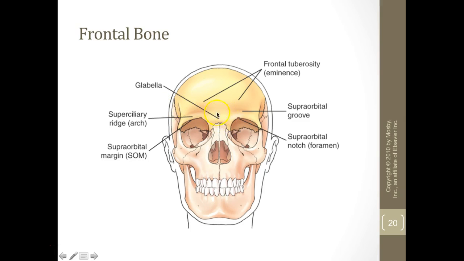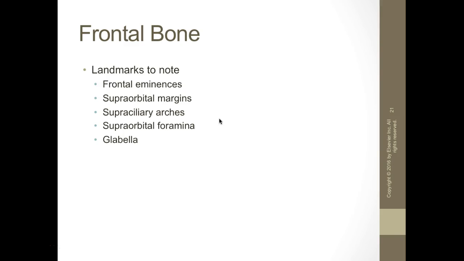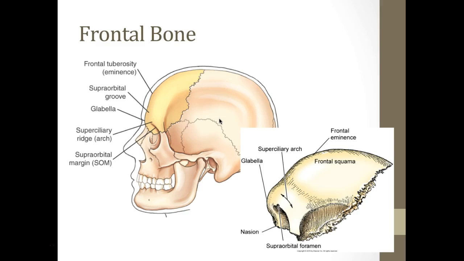All right, and then your glabella there in the middle. It's important that you know your glabella because that's a major landmark for us. So, like I said, landmarks. So you have your frontal eminences, your supraorbital margins, your superciliary arch, your supraorbital foramen, and your glabella. So we use all of those in positioning.